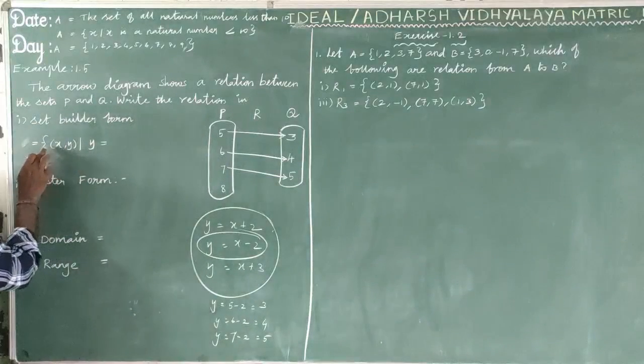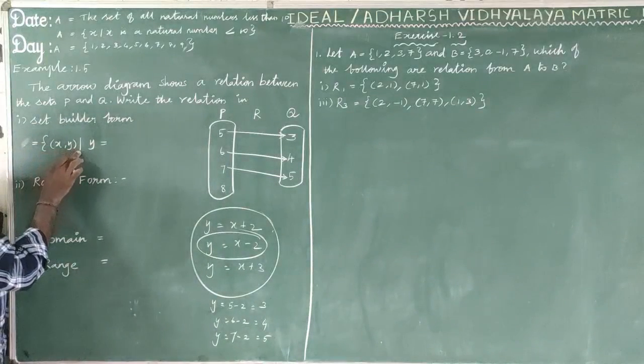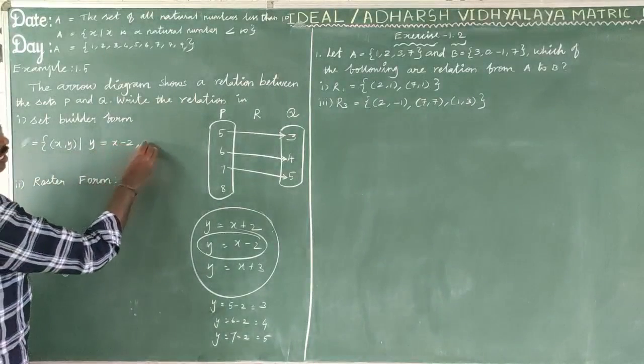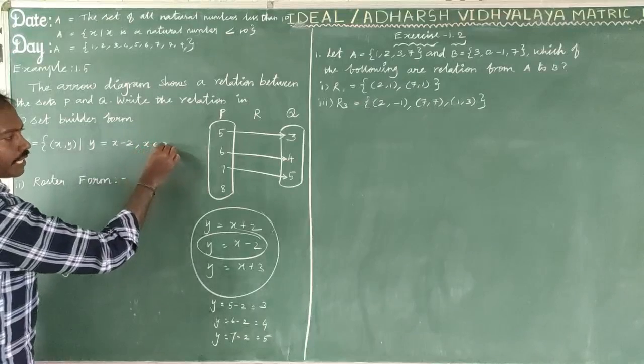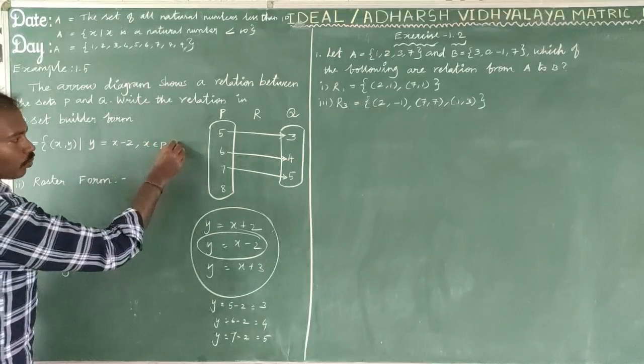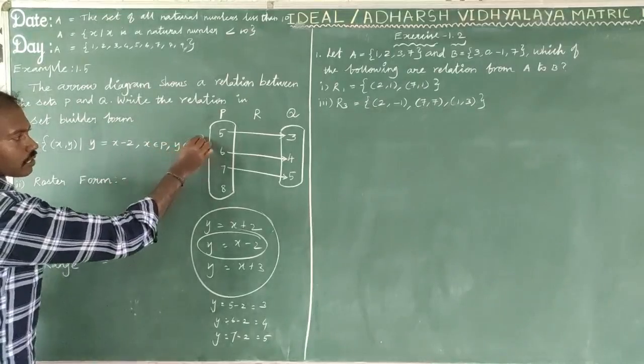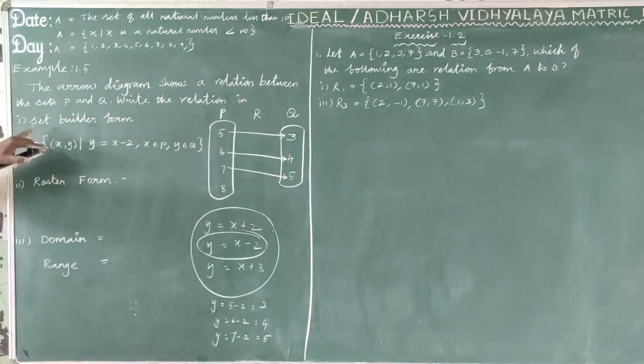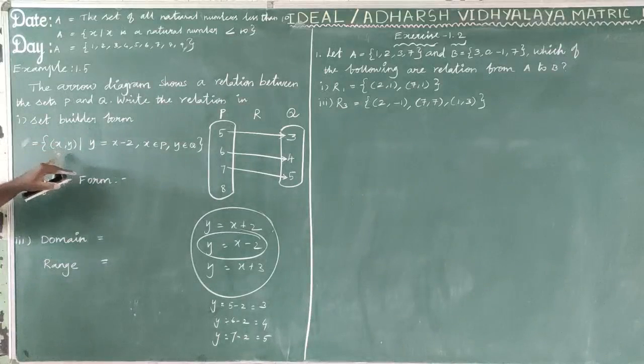So R is {(x, y) such that y is equal to x minus 2, x belongs to P and y belongs to Q}. That is set builder form, or rule form. Here, apply the (x, y) format in set builder form.